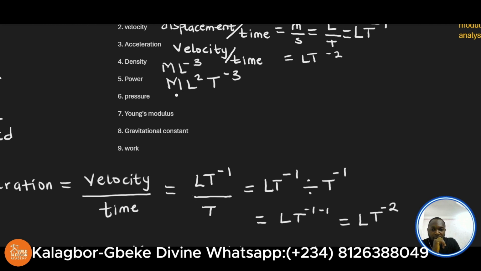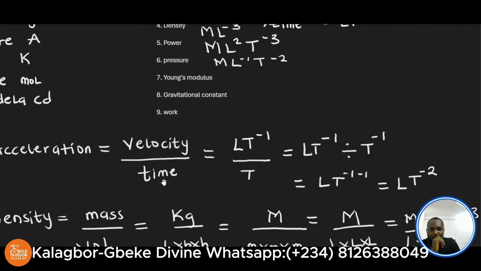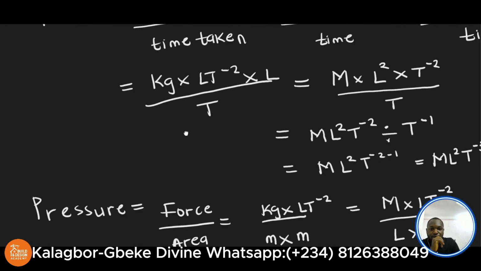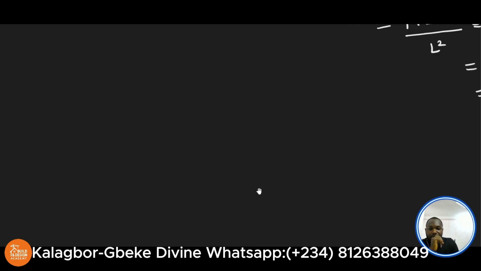So pressure will be M L raised to the power minus 1, T raised to the power minus 2. So Young modulus, let's go to Young modulus. We have Young modulus, right? For Young modulus, also known as E, is equal to what?